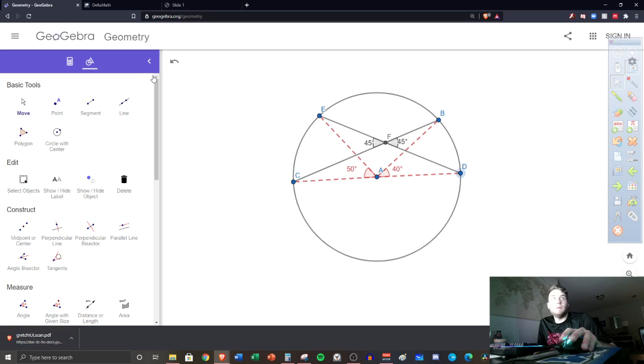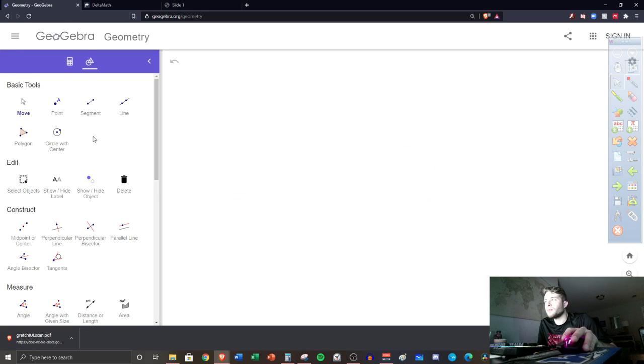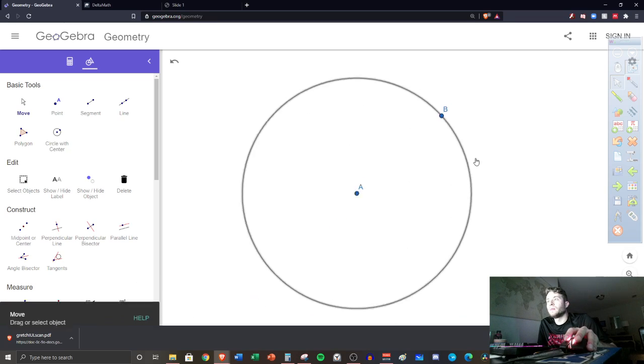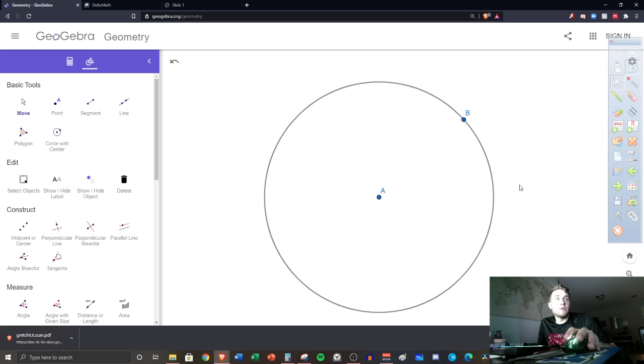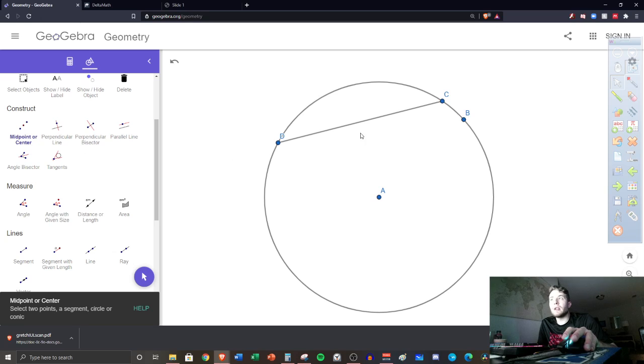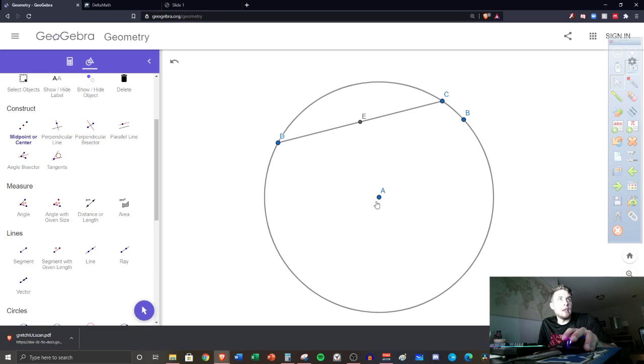Go back to GeoGebra. We're done with our intersecting secants and chords, and let's create a new slide, a new diagram. Let's go ahead and draw us a circle here, and then go ahead and draw yourself a chord. Now, I would like you to go down to the construct section, and we want to construct the midpoint of this chord. So we're going to click midpoint, and then click the chord itself, and it's going to create that midpoint E for us.